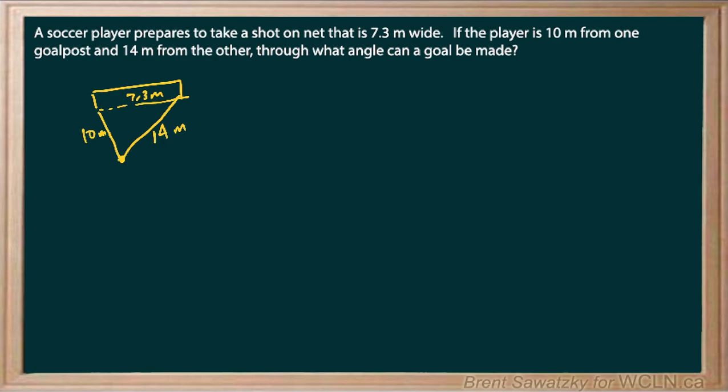We're asked, through what angle can a goal be made? In other words, if he shoots toward the one corner, it's 10 meters. Over to the other corner is 14 meters. And anywhere between those two corners, we consider the angle through which a goal can be made. So this angle here we'll call theta, and that's what we're searching for here. Now, in this case, we know all three sides, and we're looking for the angle. And so that's another trigger for the cosine law.